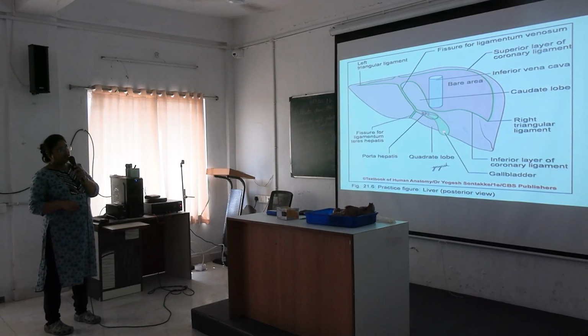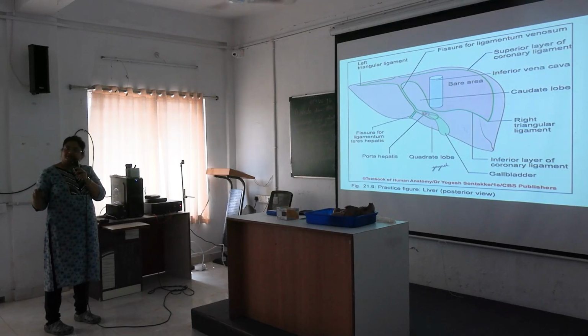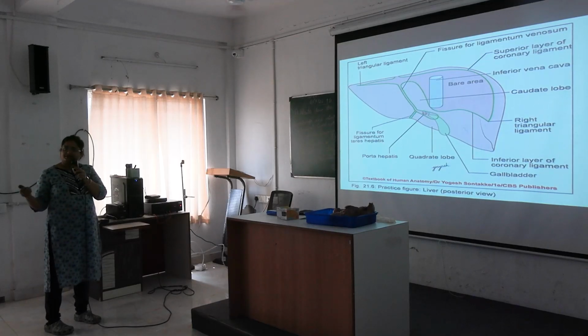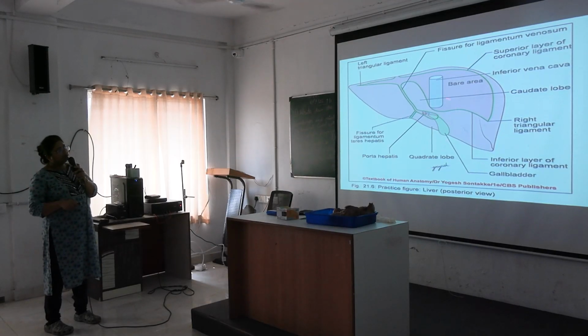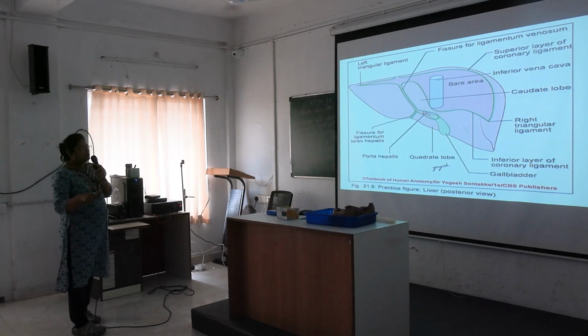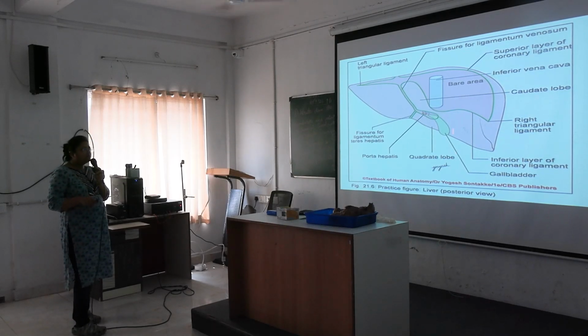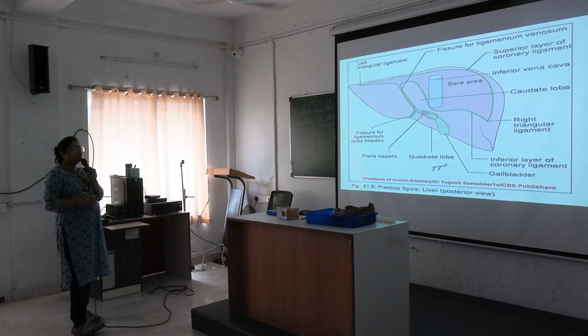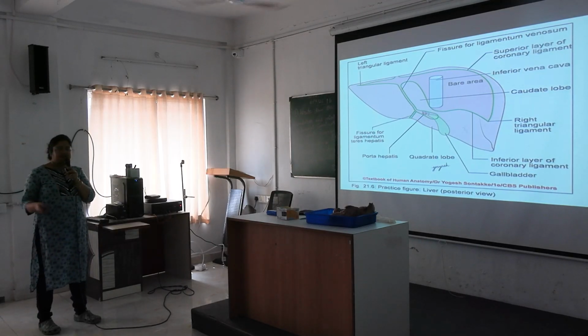Duodenal impression. Here is the colic impression in the lower part. Then there will be renal impression. Right, it comes in contact with the right kidney. Okay, and over the upper pole of right kidney in this area there is suprarenal impression. Suprarenal impression also reaches up to the bare area. Okay, so these are the visceral impressions. This is fossa for gallbladder and this is fissure for ligamentum teres hepatis. These are features of the inferior surface.